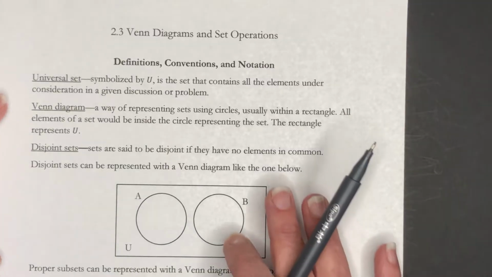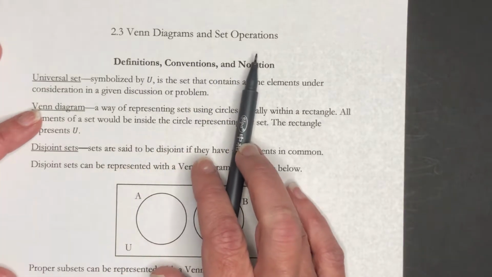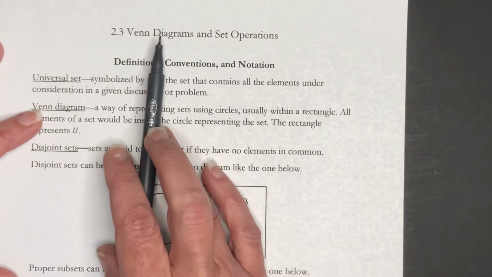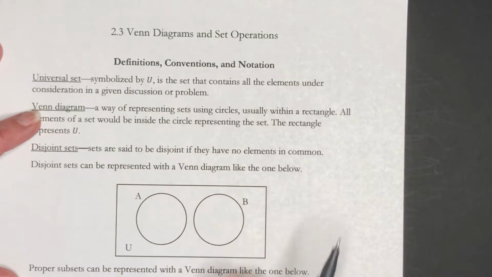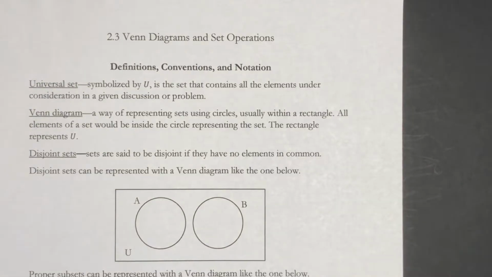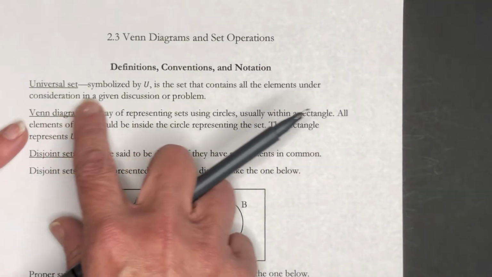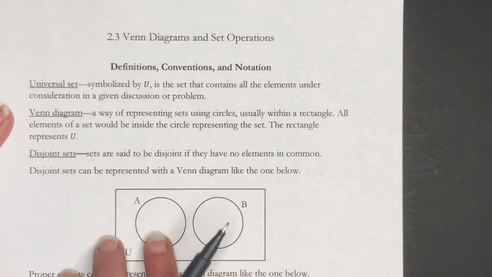This is section 2.3. We're going to be talking about Venn diagrams and set operations. I know I mentioned a Venn diagram when I was covering the last section. I expect that you've probably seen most of them before, and even if you haven't, you should make sense of it after watching this video.